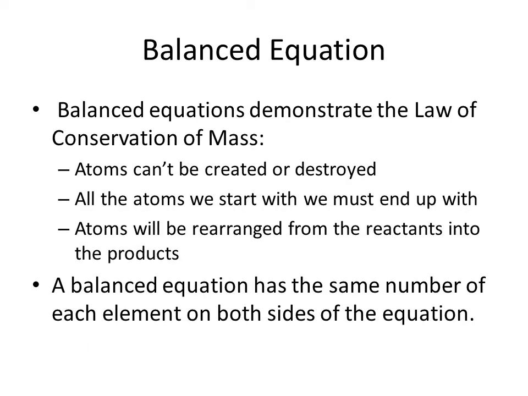Okay, so balancing equations. A balanced equation demonstrates the law of conservation of mass. And the law of conservation of mass basically says that mass can't be created nor destroyed, it can only be rearranged. So that means atoms can't be created or destroyed. Whatever we start off with, we have to end up with. But they can be rearranged from the reactants, what you start with, into new products. And a balanced equation always has the same numbers for each element on both sides of the equation. It has to, otherwise you're violating the law of conservation of mass.